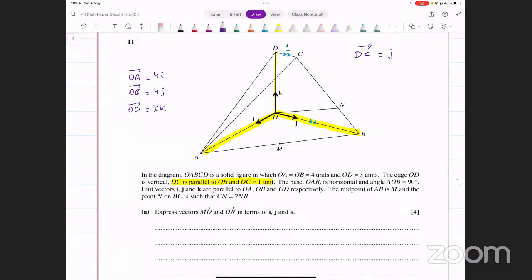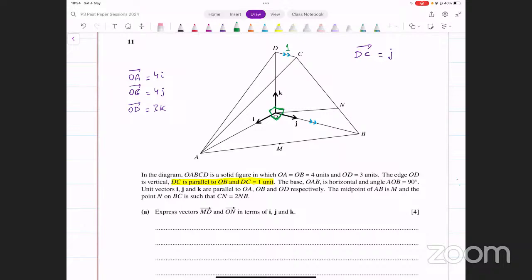Now, the base OAB is horizontal. So this base is horizontal. OD is vertical. Keep that in mind. Angle AOB is 90 degrees. So this angle is also 90. Now this angle is 90, and remember, OD is vertical. So the angle of OD with OA will be 90. Angle of OD with OB will also be 90. So all of these are 90 degree angles, right? Because OD is vertical and AOB is horizontal. So keep that in mind.